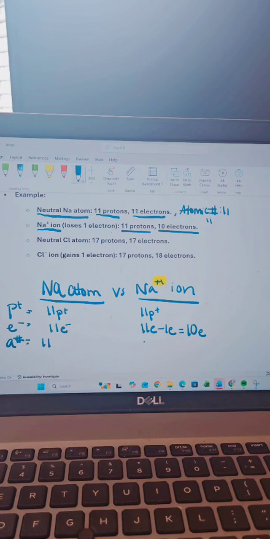Your atomic number is still 11. So guys, the only thing that changes here are your electrons whenever there's an ion involved. So I'm going to say it again. The only thing that changes here are your electrons when an ion is involved.